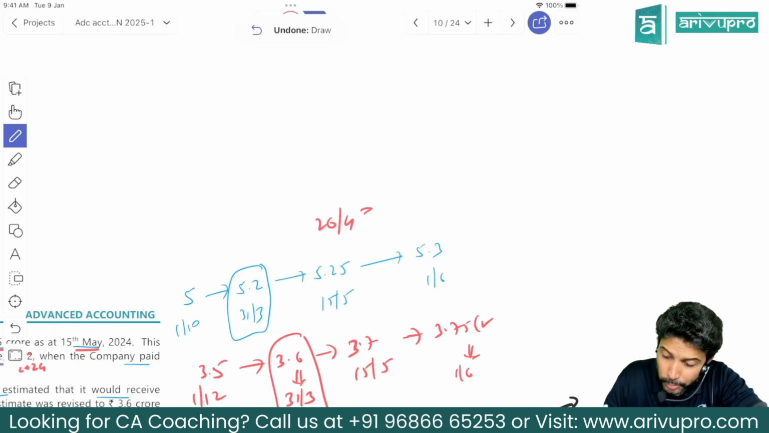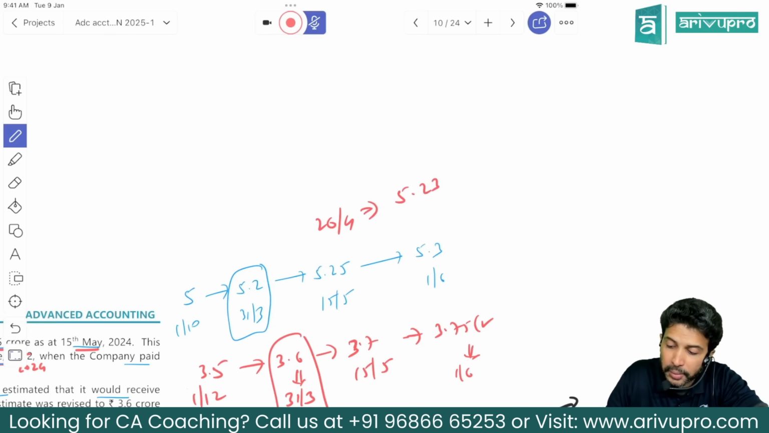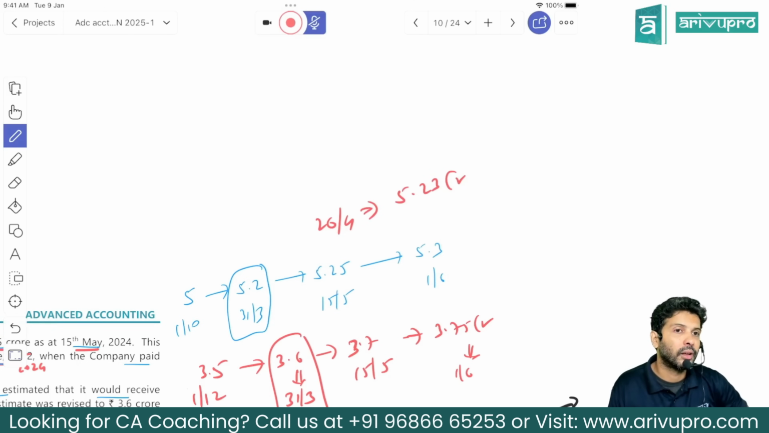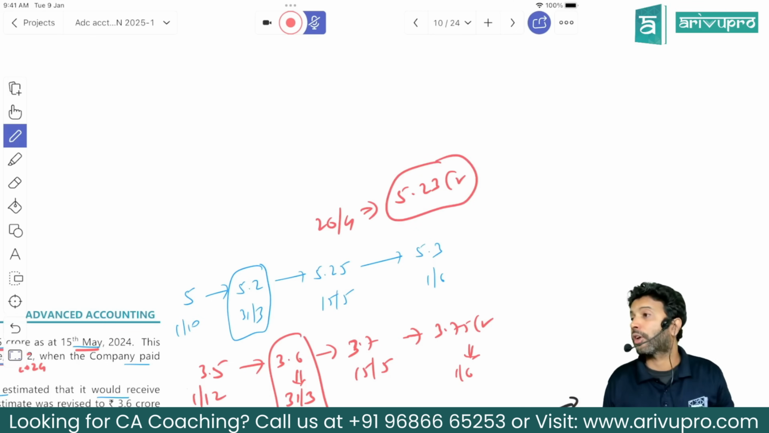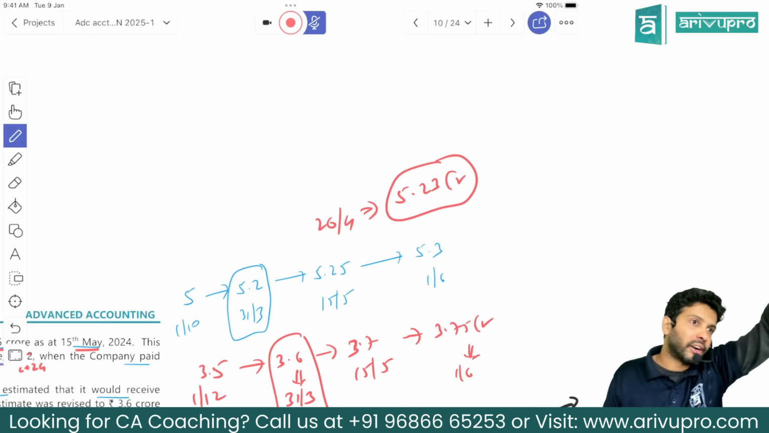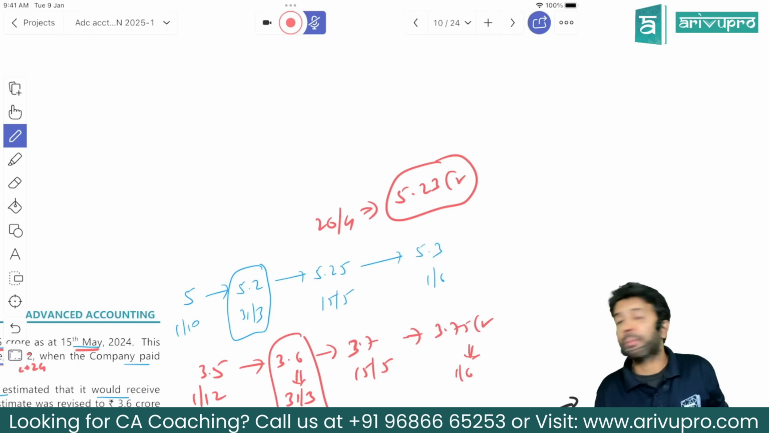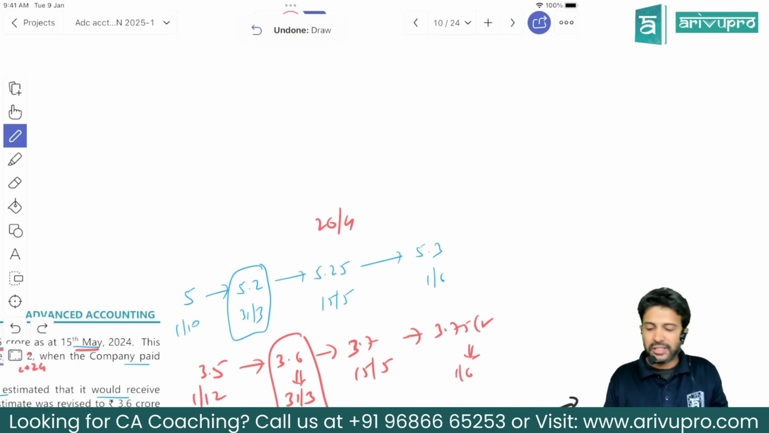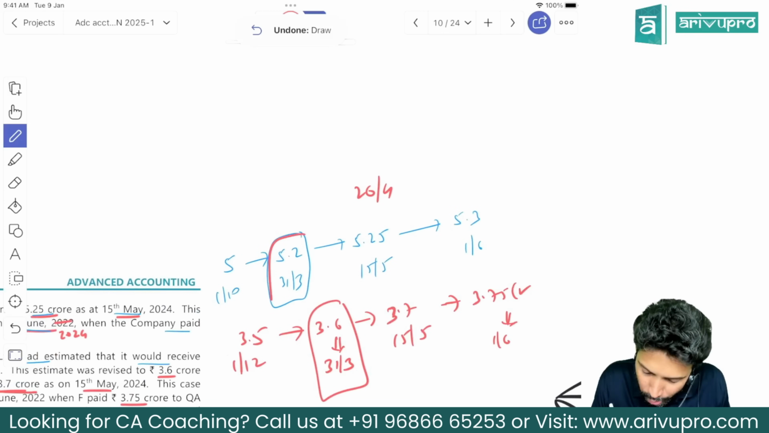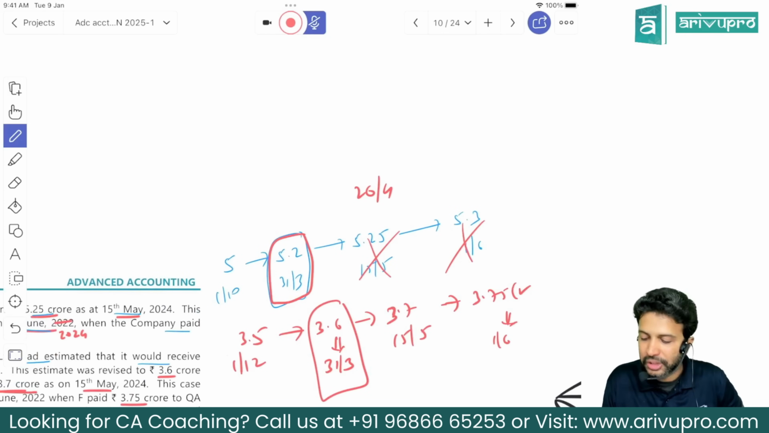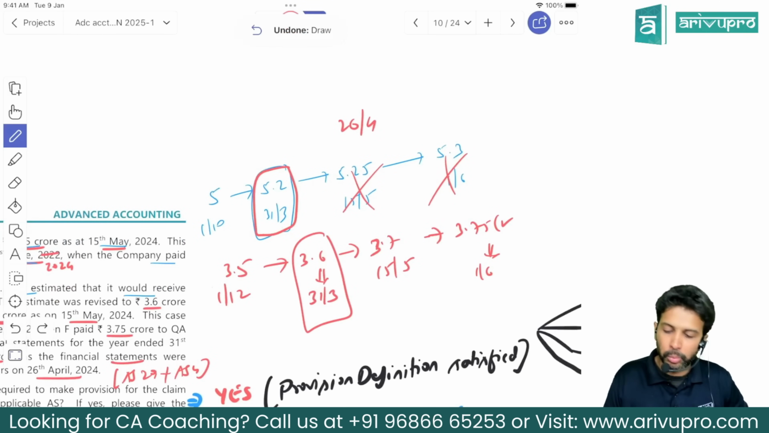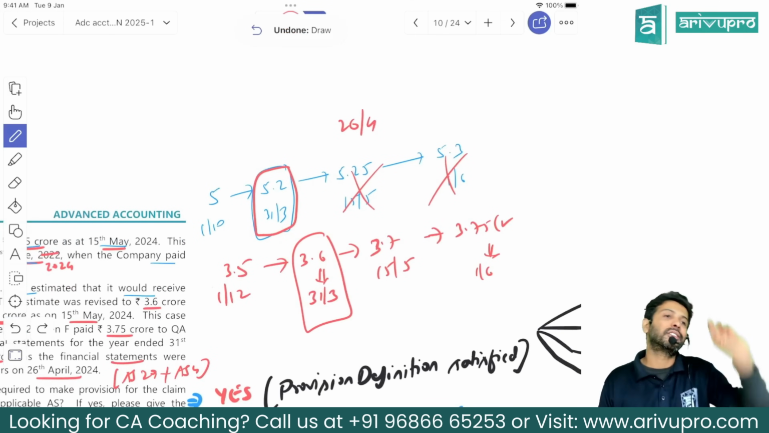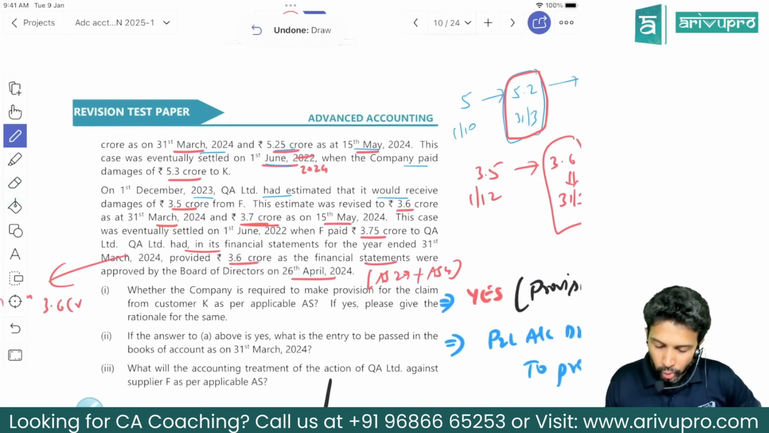Do you know any provision amount for 26th April? No. Suppose they had told us that on 26th April the estimate is 5.23 crores. What would you have done? Since this is an adjusting event, you will adjust the provision and create a provision for 5.23 crores. Understood? Because this is an adjusting event. But do you know the 26th April amount, or is it missing? Missing. Since the board approval date amount is missing, we will take 31st March itself. All the other numbers become irrelevant. Comfortable? Got it? So the numbers relevant for both inflow and outflow are 5.2 and 3.6. Easy.